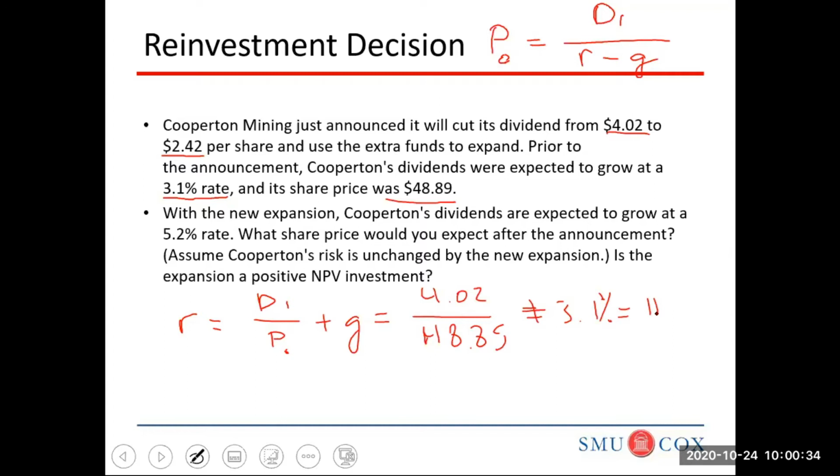And let me just do that. I think it's right, but let me just recalculate. So yeah, 4.02 divided by 48.89 plus 3.1.